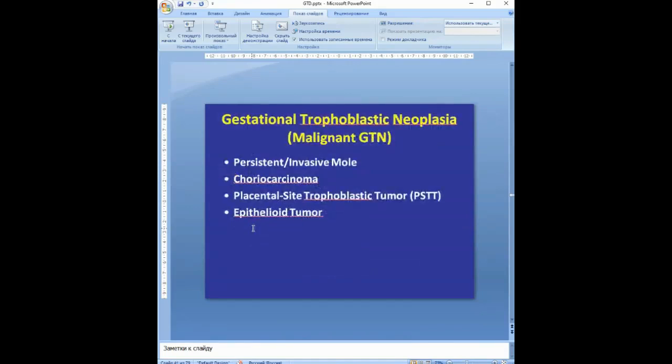Gestational trophoblastic neoplasia. My friends, please again write your names at the chat. Hello. Да, Елена Юрьевна.